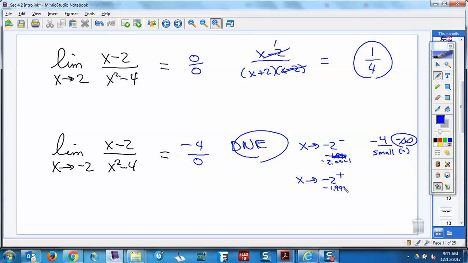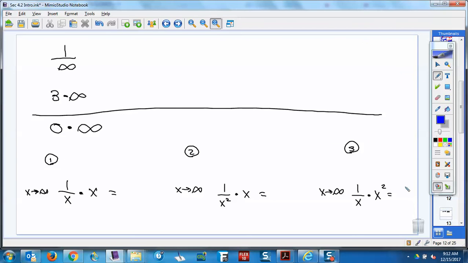Okay? What about negative 2 from the right? Negative 1.99999. Again, I get negative 4 on top. That's not changing. But the bottom's what I care about. What's negative 1.999 squared? 3.99999, right? Positive. 3.999 minus 4? Small negative. Negative 4 divided by a small negative? Positive infinity. Okay, so we get something like this. It does not exist. We check the left and the right. There you go. Okay?